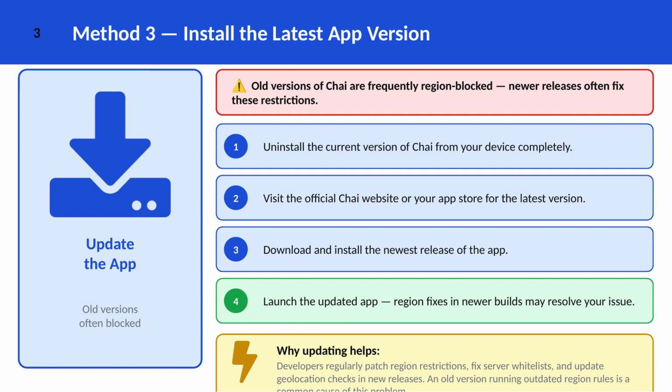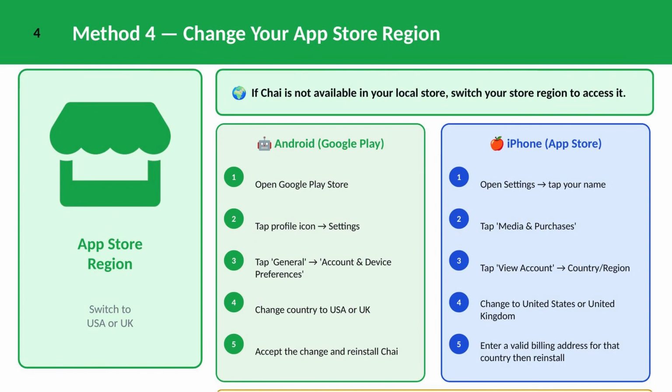Method 4. Change App Store region. If the app is not available in your local app store, switch your store country to the USA or UK. After changing the region, reinstall the Chai app.